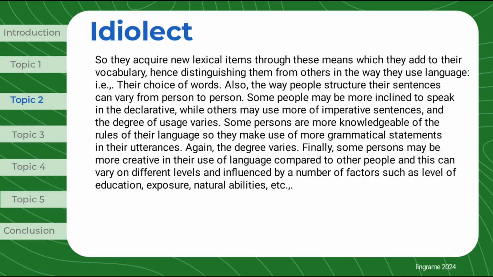Also, the way people structure their sentences can vary from person to person. Some people may be more inclined to speak in the declarative, while others may use more of imperative sentences, and the degree of usage varies. Some persons are more knowledgeable of the rules of their language, so they make use of more grammatical statements in their utterances. Again, the degree varies. Finally, some persons may be more creative in their use of language compared to other people, and this can vary on different levels and be influenced by a number of factors such as level of education, exposure, natural abilities, etc.